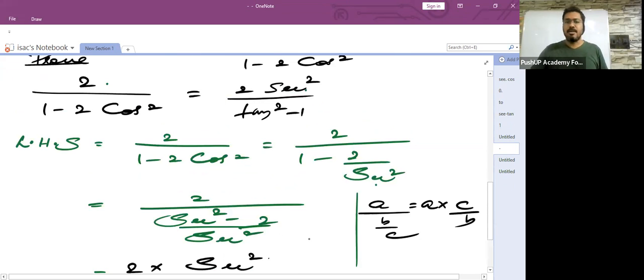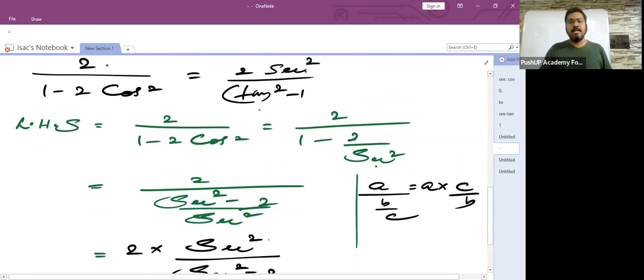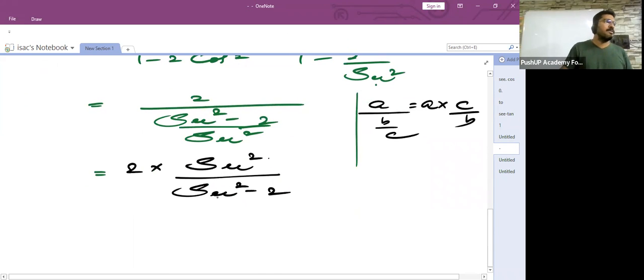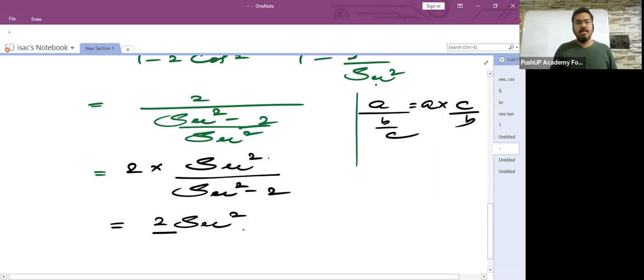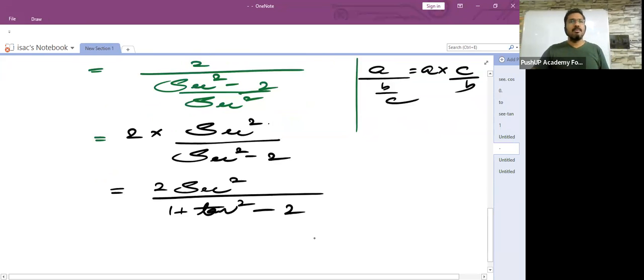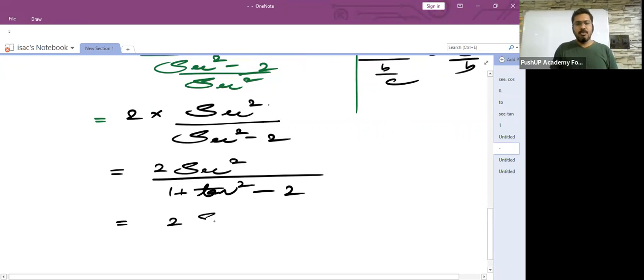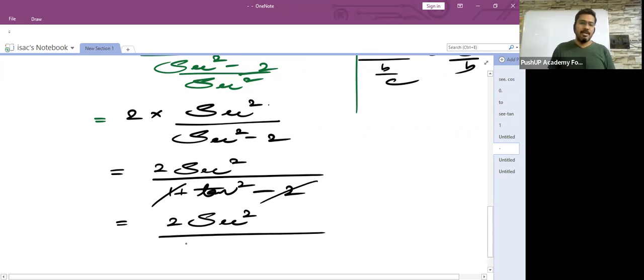Is this the result? No, because in the right hand side denominator, you need tan square minus 1. Very easily you can bring this. The numerator is 2 sec square whole divided by. Can't we write sec square as 1 plus tan square? Sec square is what? Either way, sec square is 1 plus tan square minus 2. This would be easy, I think. So 2 into sec square divided by, what is 1 minus 2? Minus 1. So you get tan square minus 1. This is the required result. Followed?